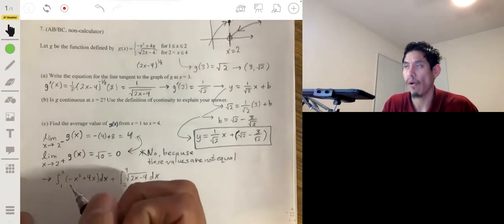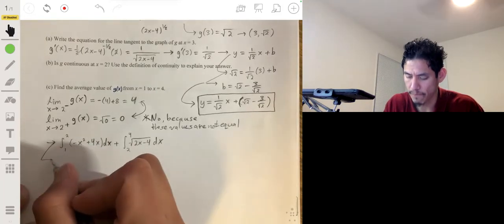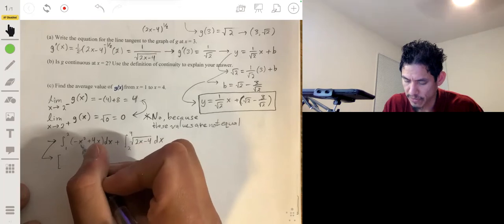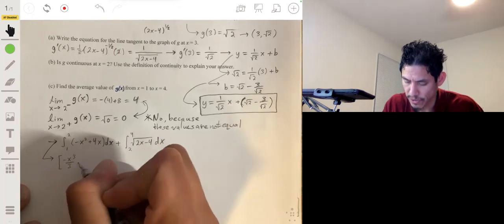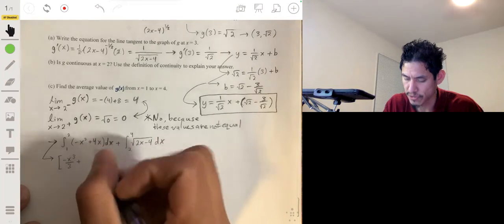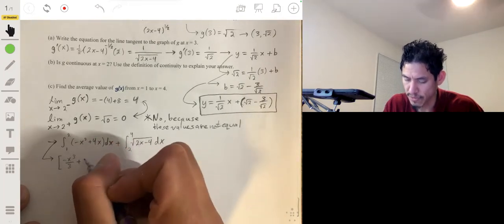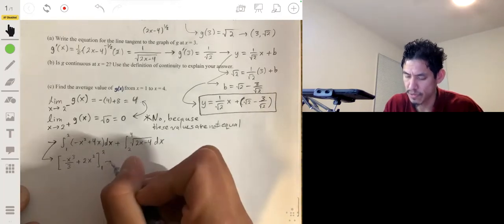Okay, let's break this up one at a time. This first one is pretty simple because you just use the reverse power rule. The antiderivative is negative x cubed over 3 plus 4x squared over 2, and 4 over 2 is just 2x squared. We're going to go from 1 to 2.